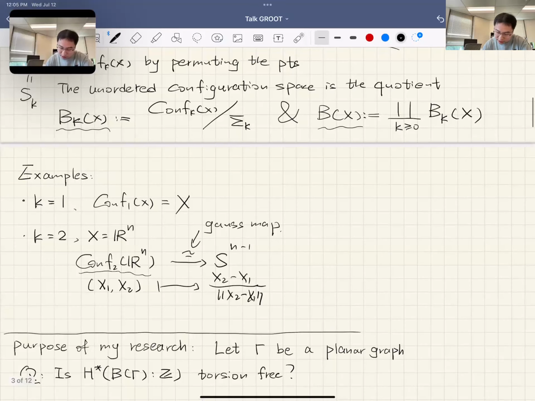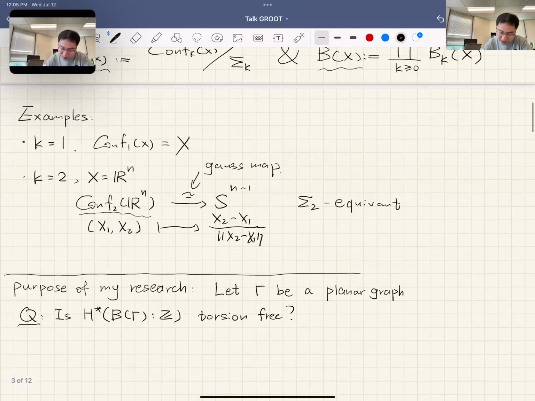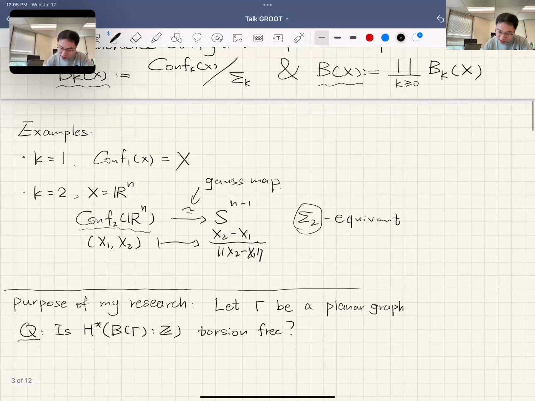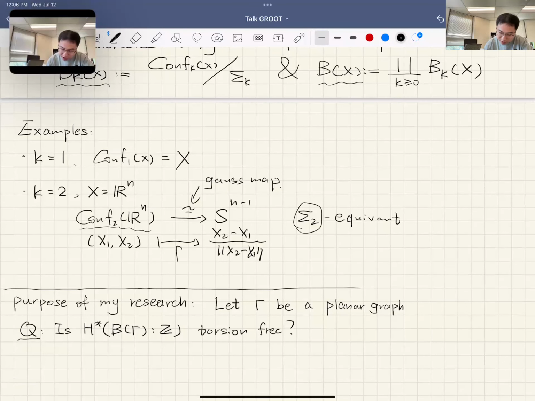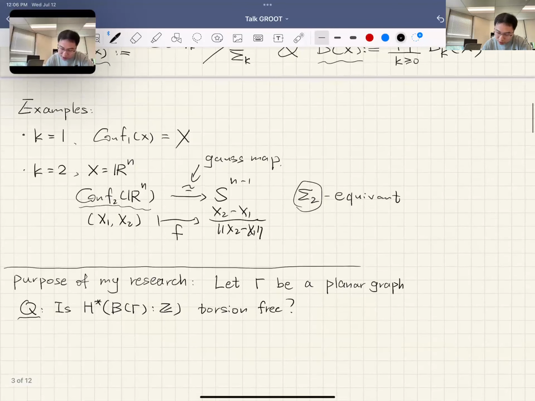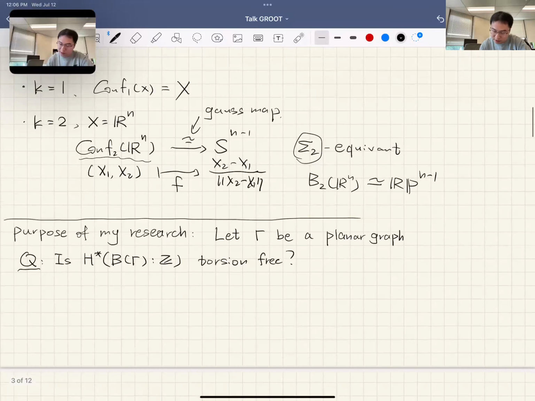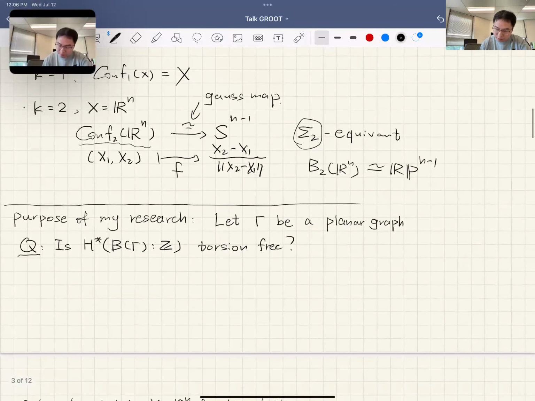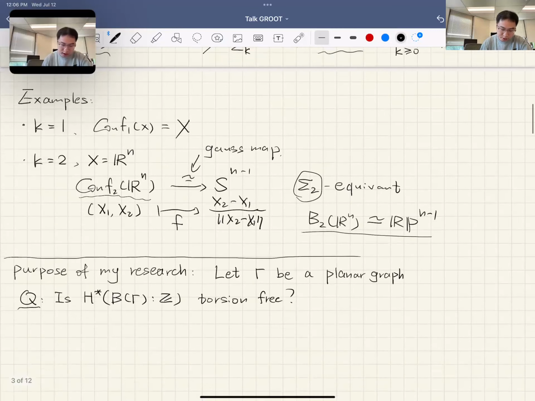What about the unordered case? We can observe that we have a Sigma_2 action on both sides, and this Sigma_2 action actually makes the map equivariant. So we can show that B_2 of R^n is actually homotopy equivalent to RP^(n-1), the real projective space of dimension n minus 1. Okay, so those are 2 easy examples.